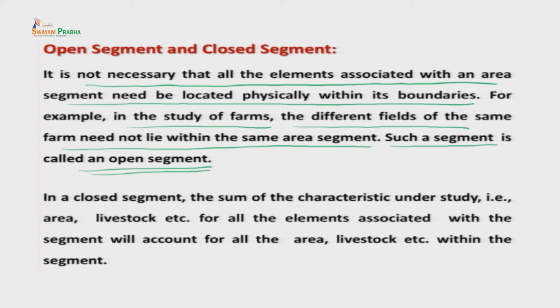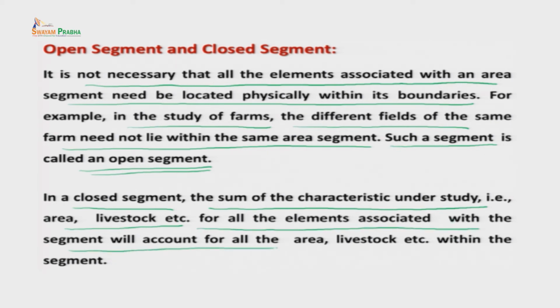But on the other hand, for example, in the case of a house, that is a closed segment. So in a closed segment, the sum of all the characteristics under study, for example, area, livestock, or the number of persons staying in the house, for all the elements associated with the segment will account for all the area, livestock, etc. within the segment. So that is the definition of the closed segment.